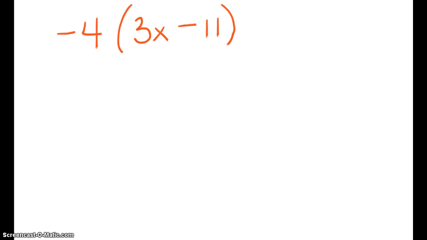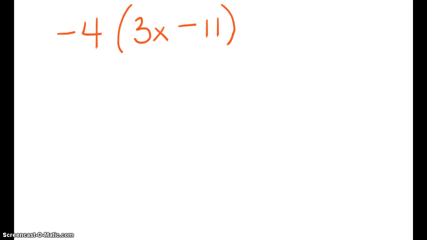Now I want you to write down this expression. This is an expression because it doesn't have an equals something on the other side. It doesn't balance out with anything, so it's just an expression. Write this down and use distribution.